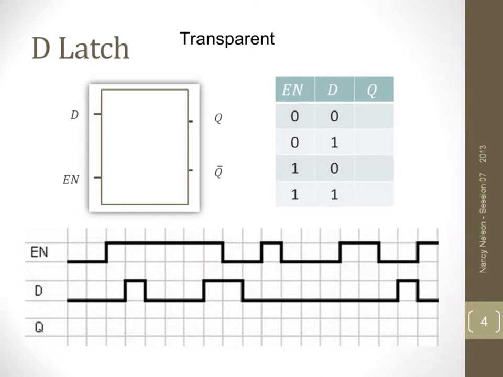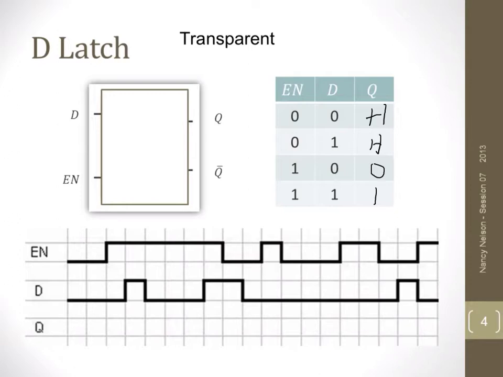So if we look at the truth table, we have enable off here, which means the data is going to be held. So whatever it is, it's going to hold it. If, on the other hand, enable is high, the output is going to reflect or follow the data. So if we have a 0 in, we're going to get a 0 out. If we have a 1 in, we're going to get a 1 out.